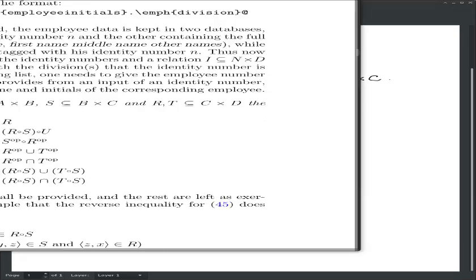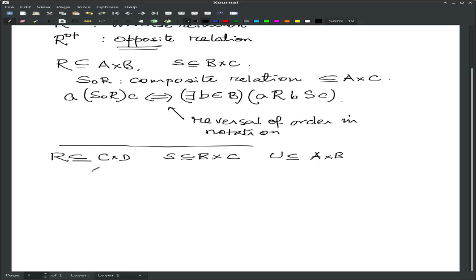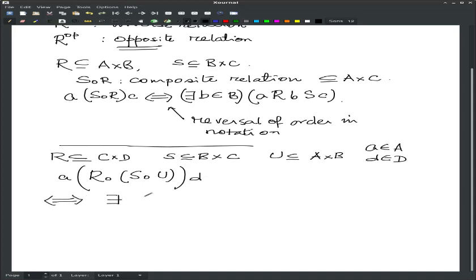Right, yes. So then, let's see what is R composed S composed U. So I take an A from A and say a D from D. So this happens. By definition, it means that there exists, first S composed U. S composed U is from A to C. So there exists a C in C such that A, S composed U, C, and then it is C R D.